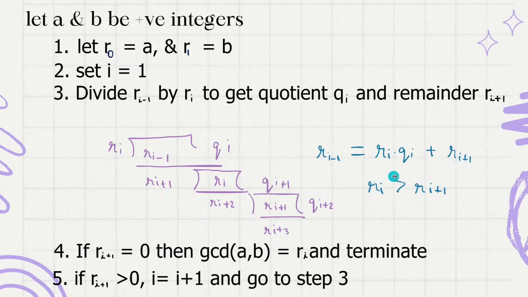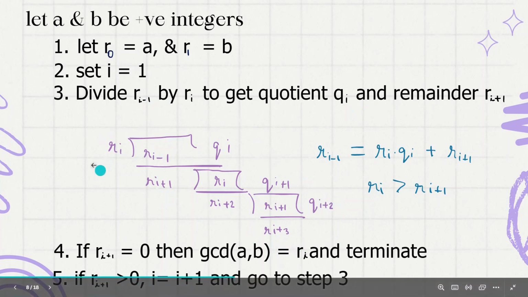So the conditions go like this: if the remainder is 0, then the GCD of a and b is this number, ri, and the algorithm stops. If the remainder is not 0, then it's greater than 0, because the remainder has to be greater than or equal to 0. In that case, we increment i and we go back to step number 3. We go back to this step and we follow through. So this is what's actually happening in the algorithm.